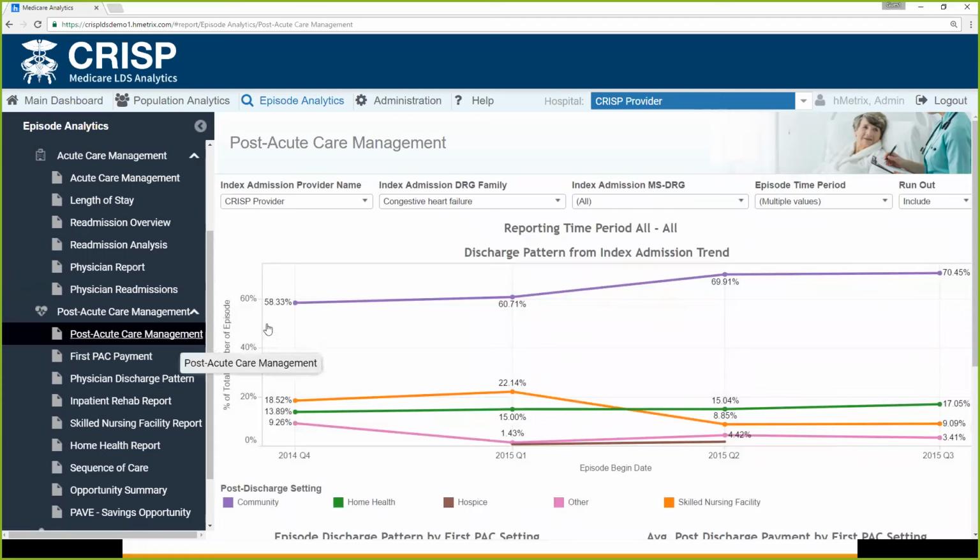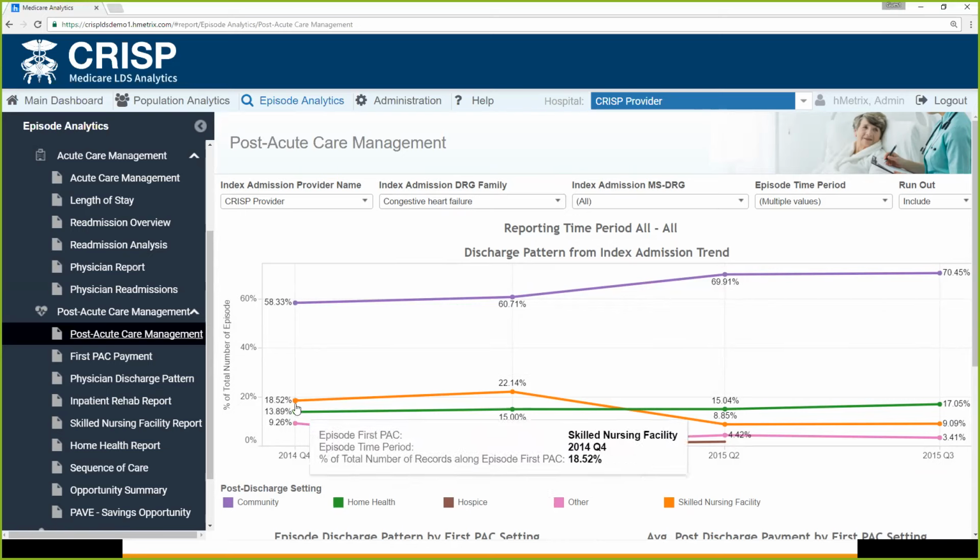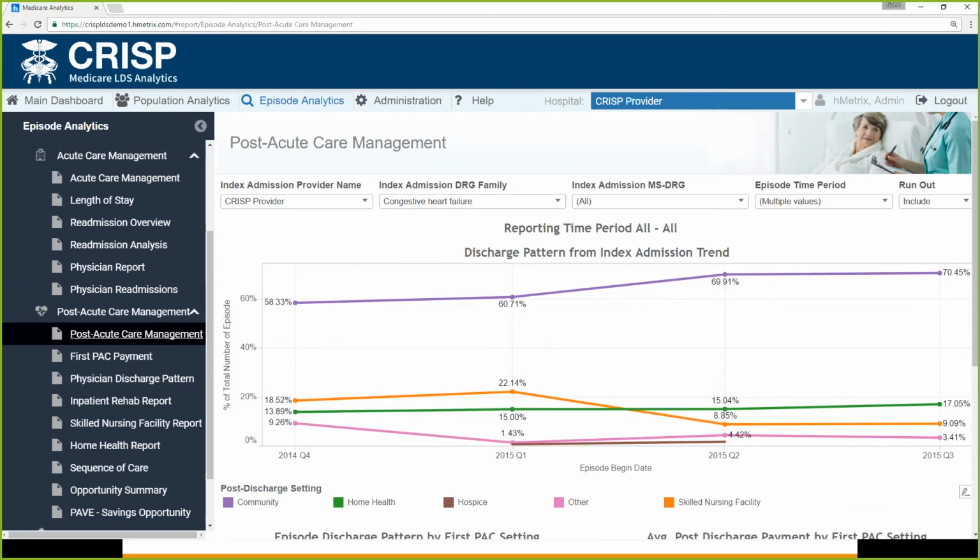So the post-acute care management dashboard shows the discharge pattern within that hospital. Again, we're looking right now only at CHF, and we can see that this hospital, throughout time, is discharging mostly to the community. So that's under physician care, but not facility-based. And then there are the other post-acute settings, for instance, home health, that's about 17%, skilled nursing facility, and so on.